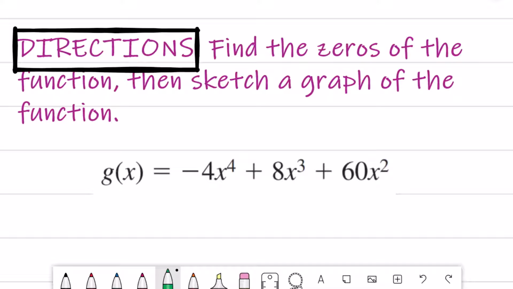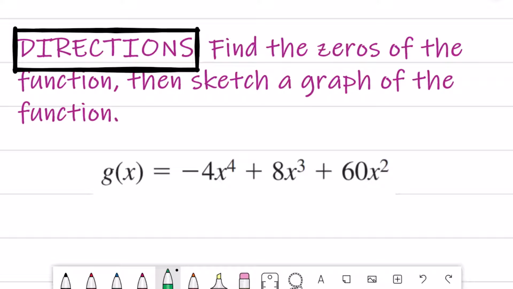In this video, we're going to be looking at how to find the zeros of a function, and then we're going to sketch the graph based on those zeros. So we're going to look at this problem in front of us. G of x is equal to negative 4x to the fourth power plus 8x to the third plus 60x to the second. Now, when we're talking about finding the zeros, essentially what we're trying to figure out is where does the graph of this function cross the x-axis on a coordinate plane?